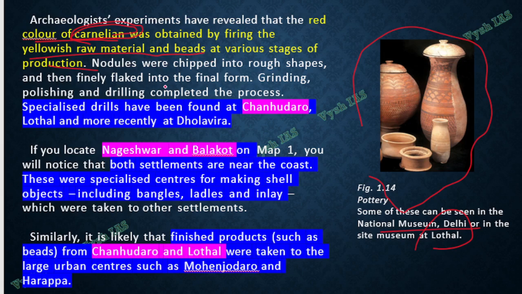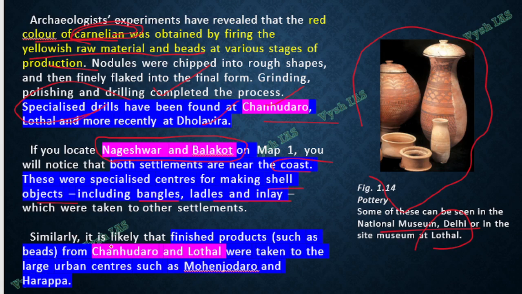Grinding, polishing, drilling, everything is done and the process is completed. Specialized drills were recovered from Channu-daro, Lothal, and even recently from Dholavira. This is also a potential UPSC prelims question. Now see Nageshwar and Balakot. The Balakot airstrike you studied recently, it's a Harappan site. You will notice that both settlements are near the coast, and they were specialized centers for shell objects. Obviously, on the coast you get seashells, and with that you can make bangles, ladles, and inlay. You can make many things with seashells.